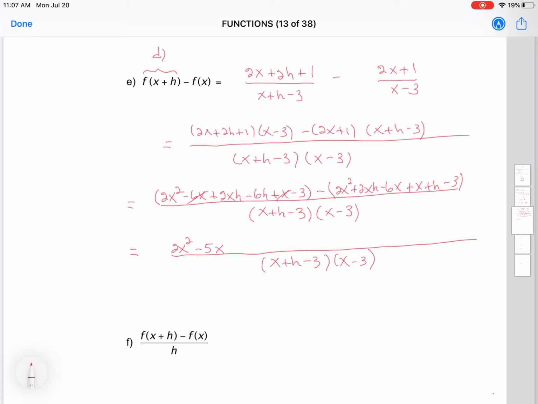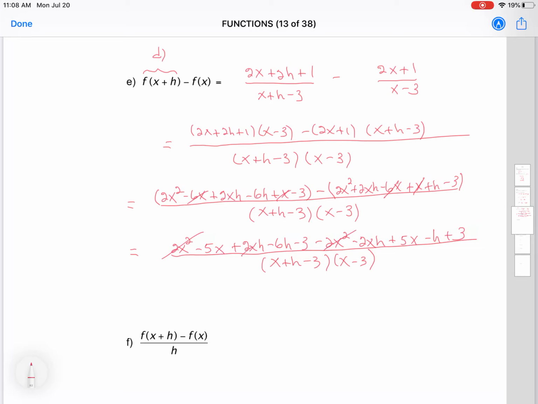So 2x squared minus 6x plus x is minus 5x plus 2xh minus 6h minus 3. And then minus 2x squared. Once again here, this is minus 2xh, and those two guys, that's minus 6x plus x, that's minus 5x. But there's a minus in front, so it's plus 5x minus h plus 3. Oof, that was some major work.